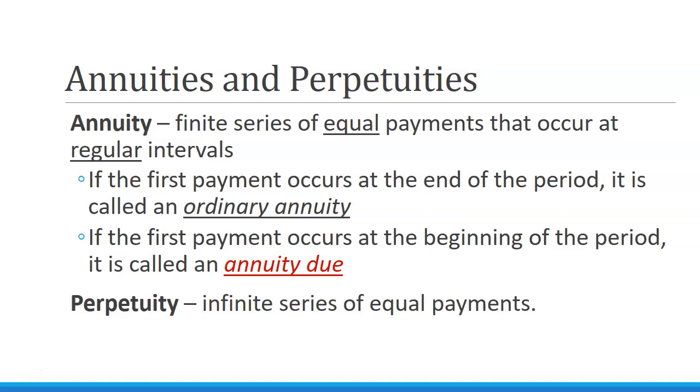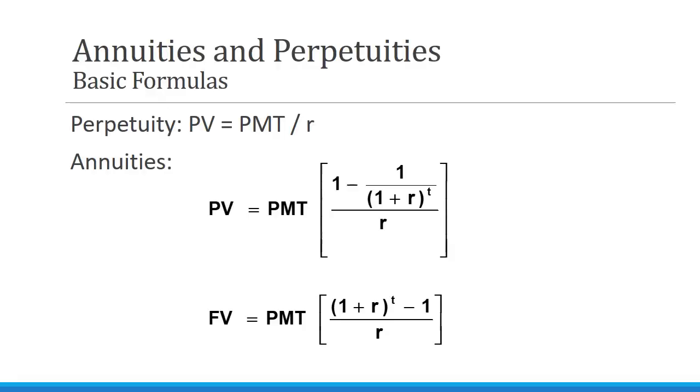A perpetuity is an infinite series of equal payments. That's when somebody comes to you and says, I'm going to give you $100 a month forever. That is a perpetuity. There's no end. An annuity is a finite series, so it's either going to be 10 payments or 30 payments or 100 payments, but there's a definite amount of payments.